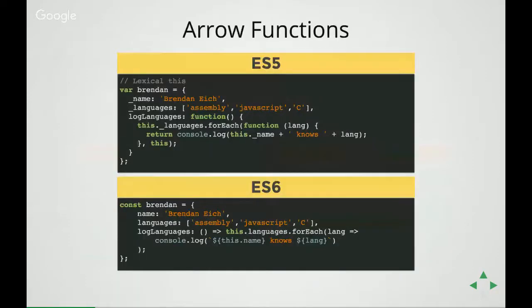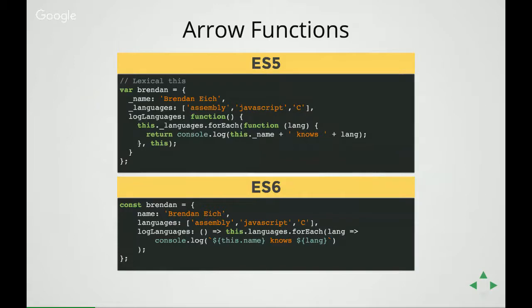So if we look at the first ES5 example up here with the lexical this, we have an object literal. It's got a function called log languages. And inside that function, we actually do a for each. And inside that for each, which takes a function, we want to actually access some of the properties on the object that we're a part of. In order to do that, I have to actually pass this, the surrounding scope context, to the for each function in order to access it. This makes your code kind of awkward, kind of weird. It gets kind of long.